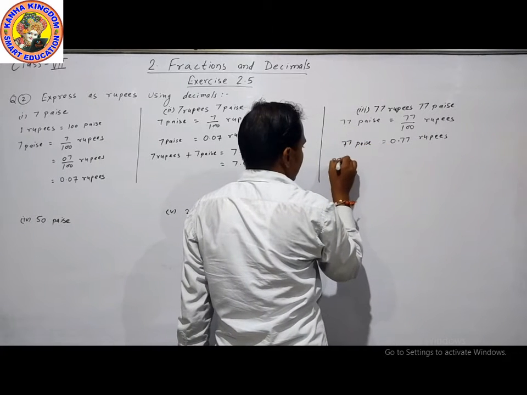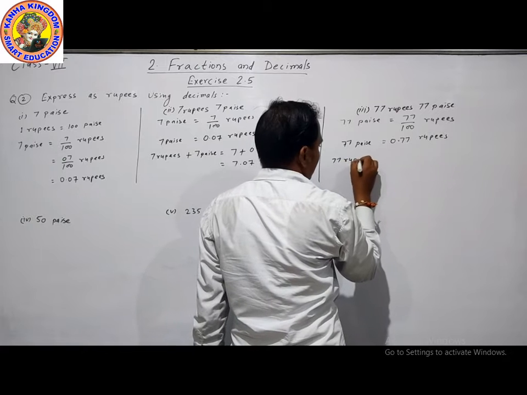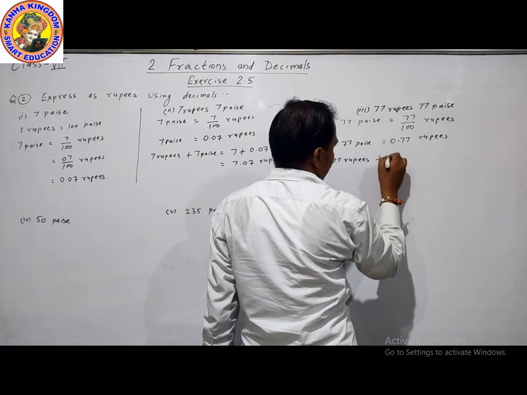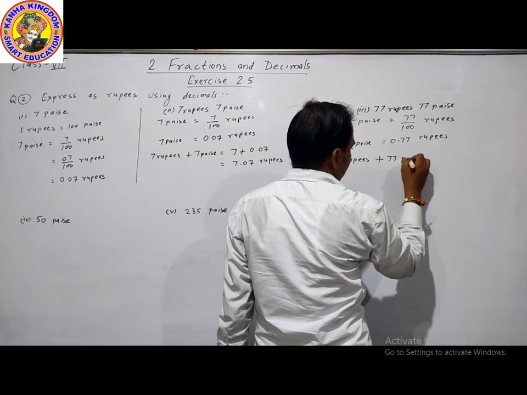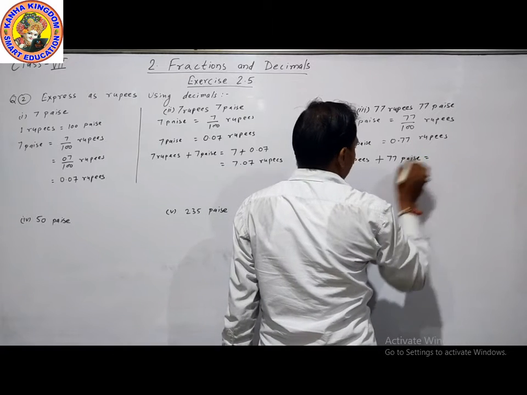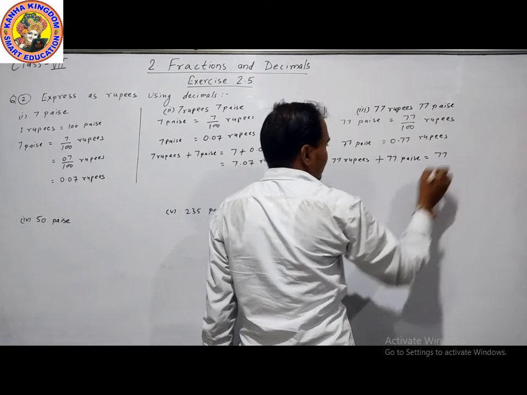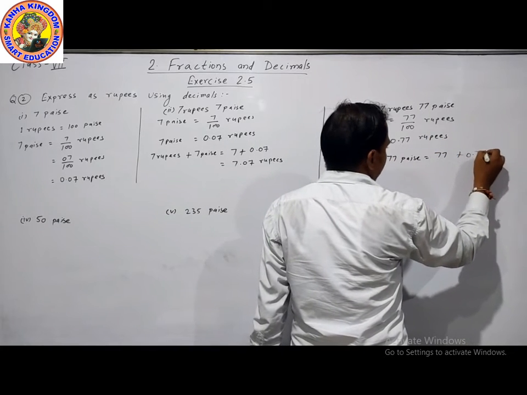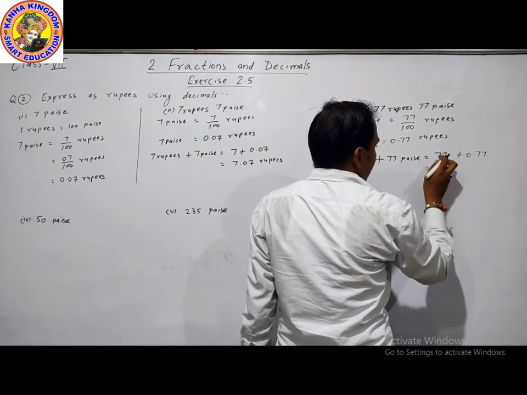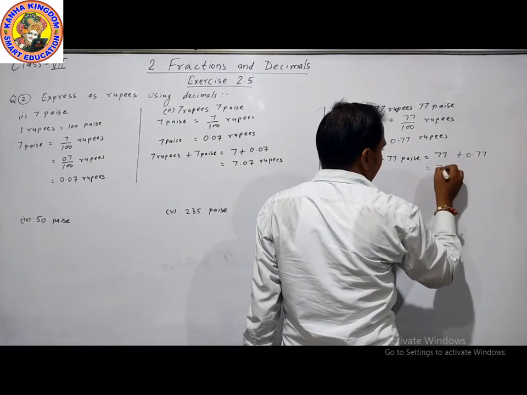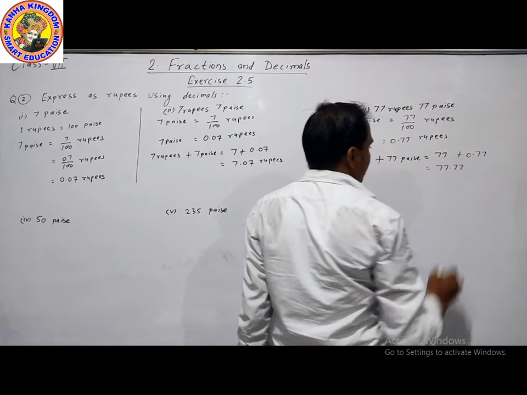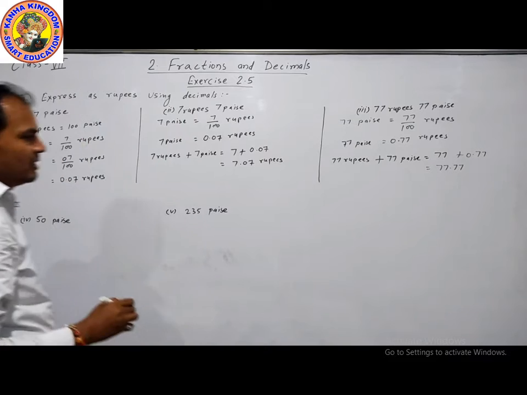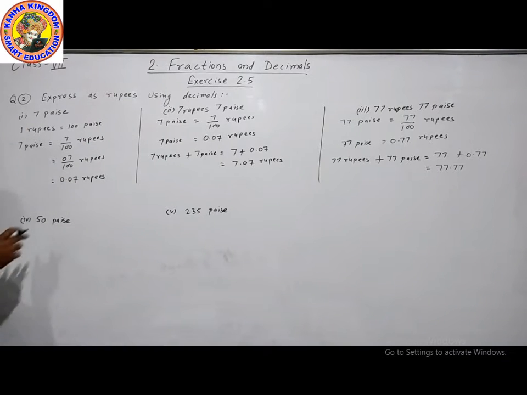Our question is 77 rupees plus 77 paise. 77 rupees is 77. Now 77 paise is 0.77. Integer will add with integer, so the answer is 77.77.